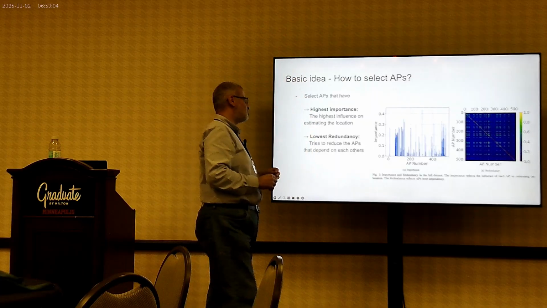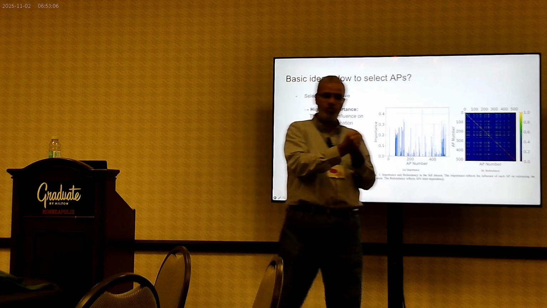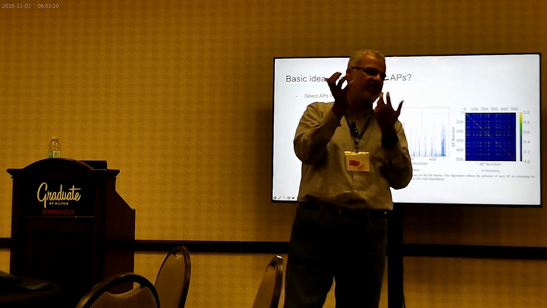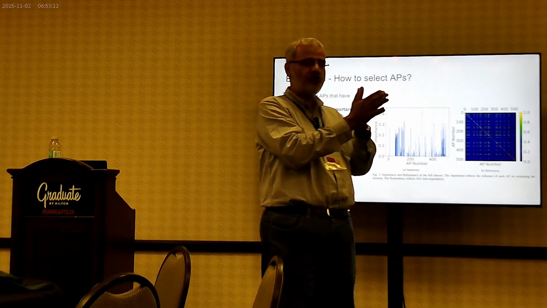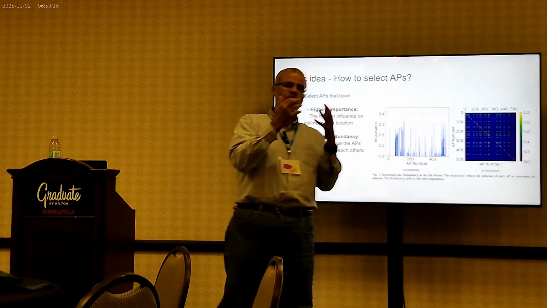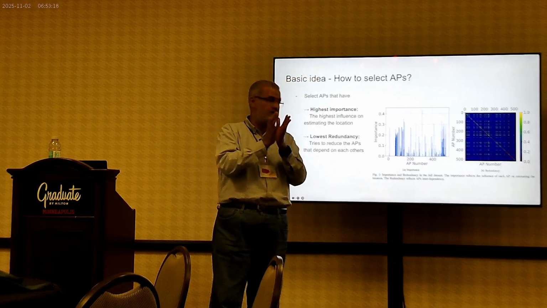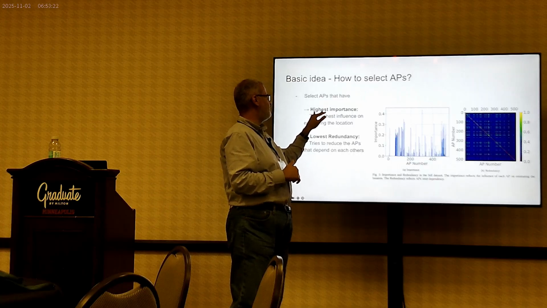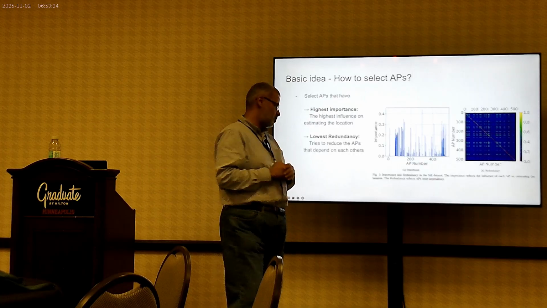For the quadratic terms, it is the redundancy between two access points. So if I select two access points, how redundant are they? It's basically the correlation between them. If they are correlated across all locations, I can get rid of one of them. So my quadratic terms are the correlation between access points. We call this the redundancy. And our linear term is the importance of each access point.